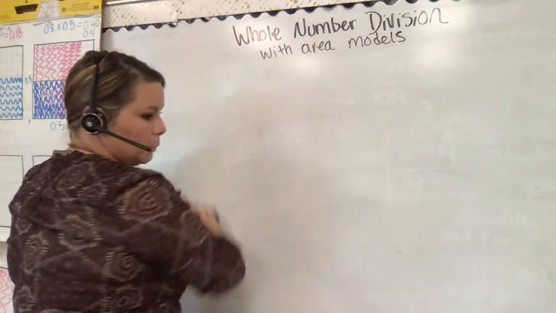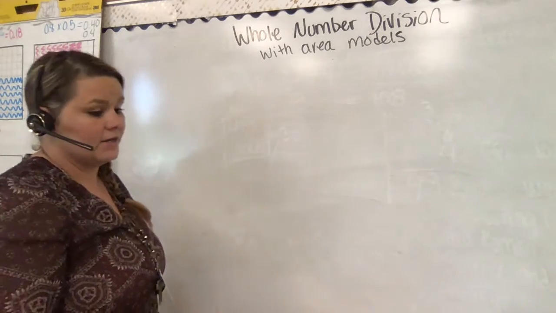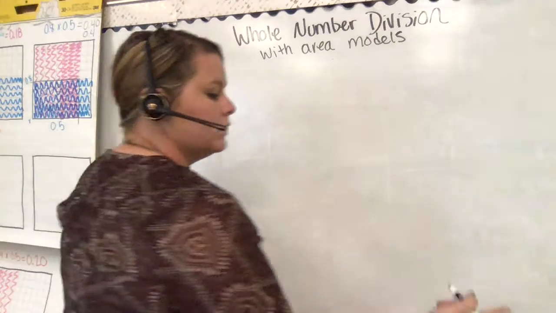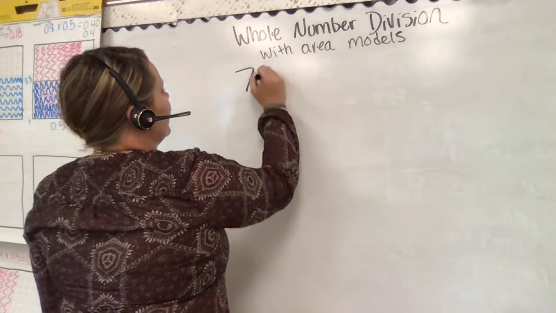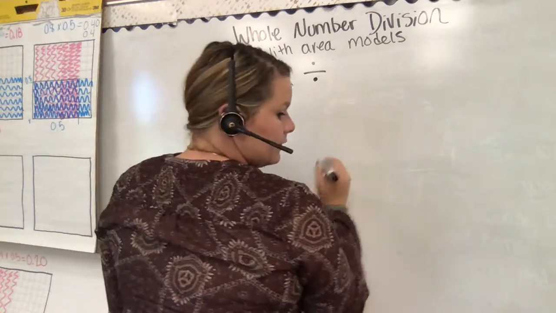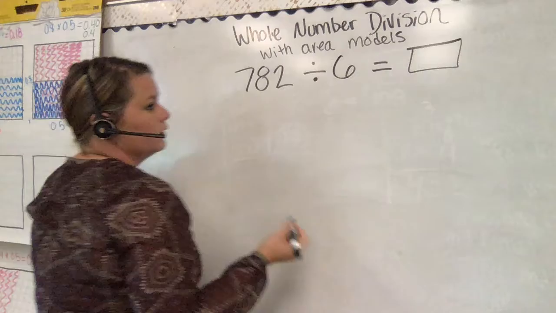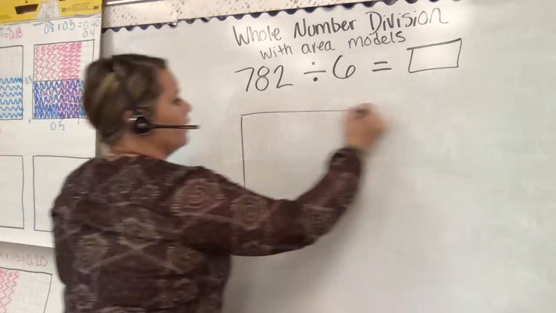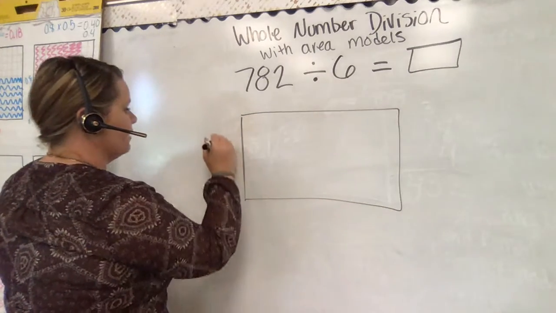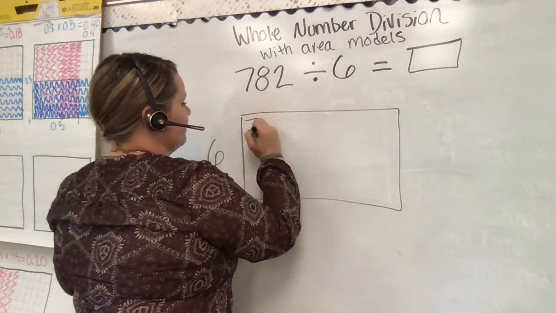This time, we're going to be doing a problem that has a remainder, or some left over. So we're going to be dividing 782 divided by 6, and we're looking for our quotient. So again, we're going to start with our big box. We're going to put our divisor on the outside, and then we're going to start with our dividend here.